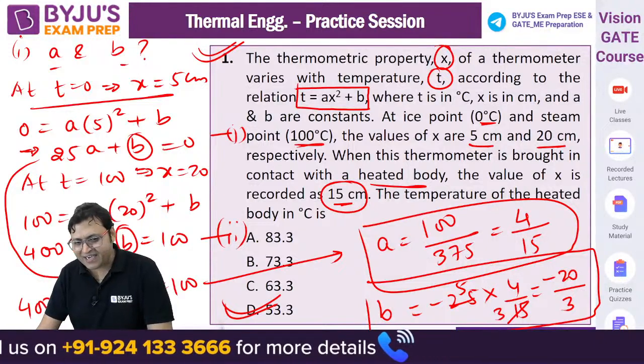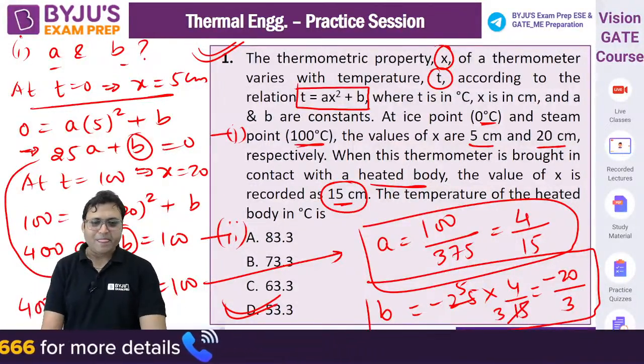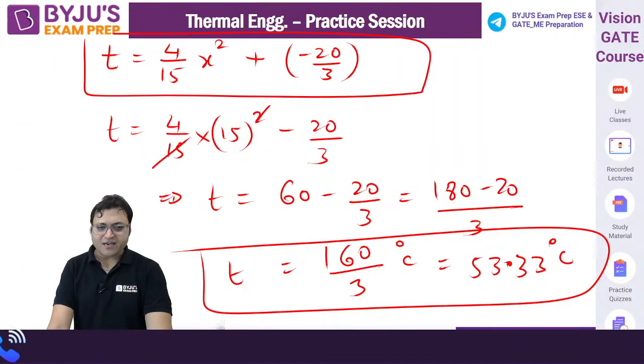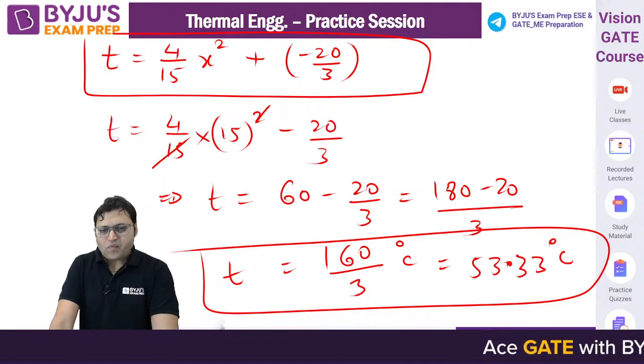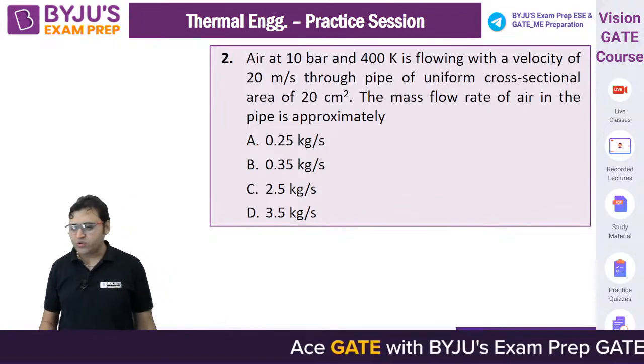Pradeep, please check. It is option D, 53.33. Yes, Maniket, well done. I hope you guys have understood this question. Is this clear? The next one, question number 2.